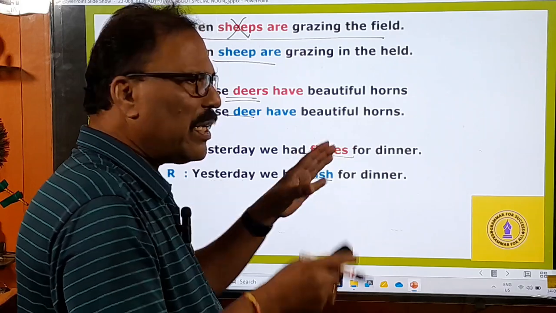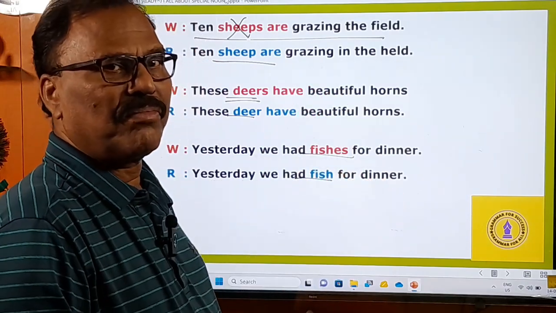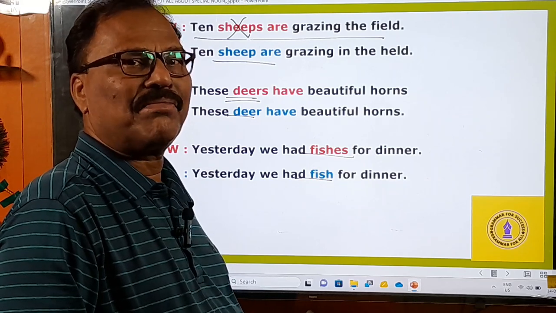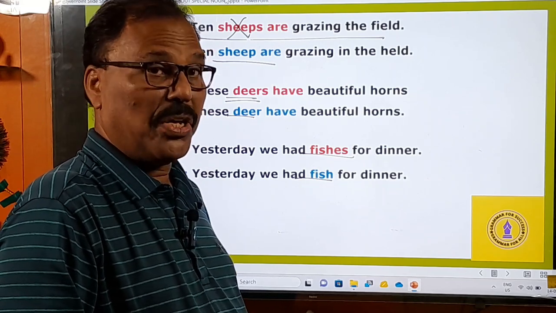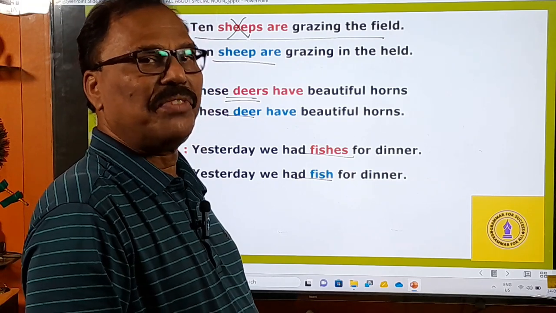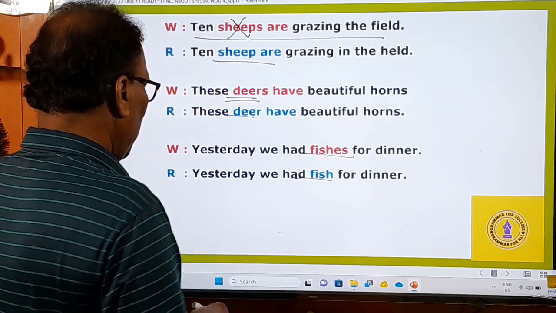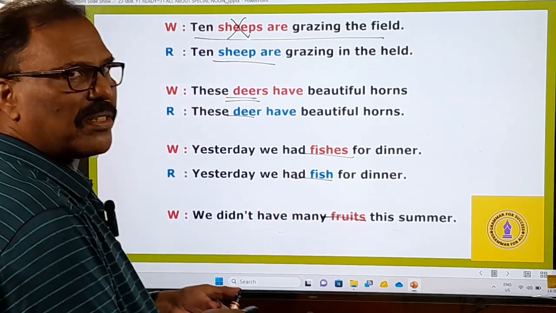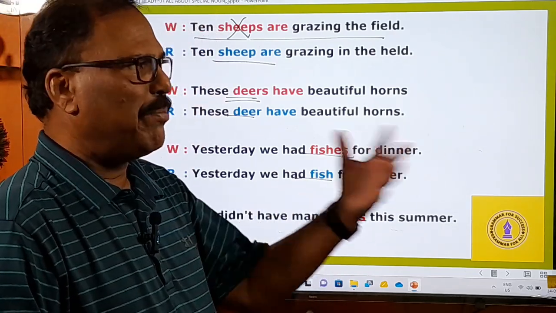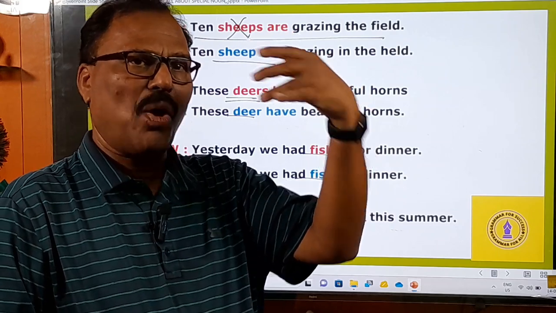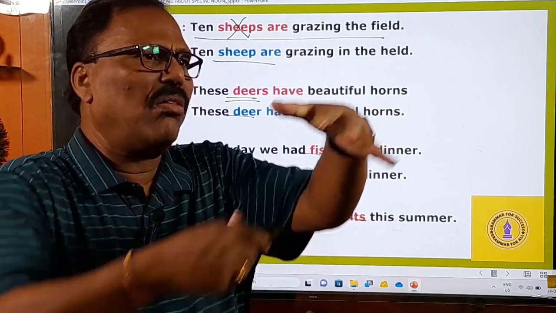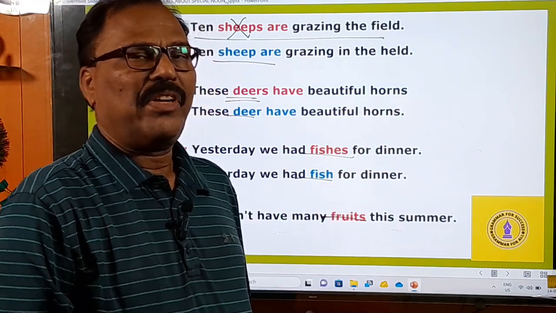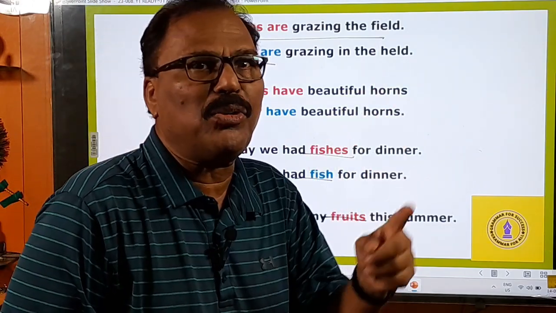But when you are talking as a whole, you cannot say fishes. What is your today's curry? Oh, fish curry. Do you like fish curry? Don't say fishes curry. No. Fish curry itself is enough. Right. We didn't have many fruits. Okay, fruits are like that. Fruit. Apples, strawberries and pineapples, all these together, you call them fruit. Where are you going? I'm going to the fruit market.